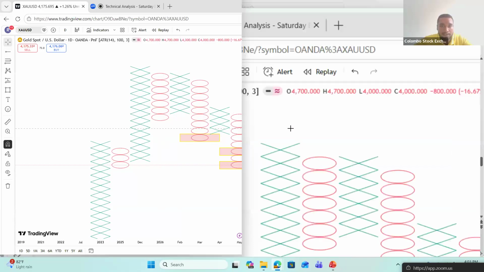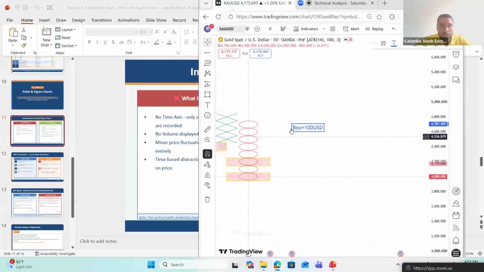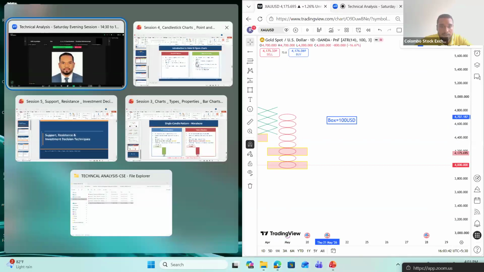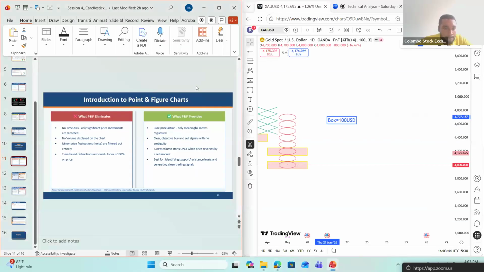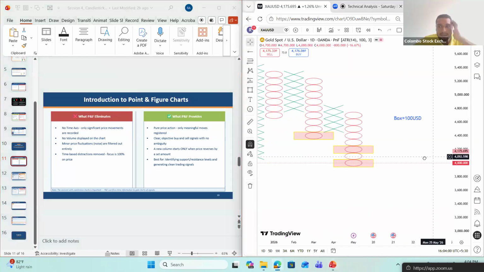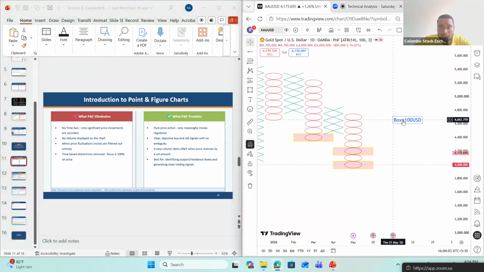I'm not actually very familiar with these point and figure charts because I'm also not using them. So here, as we also discussed earlier, we don't refer to the time frame on point and figure charts, and there's no volume on the charts. The only detail we can look at is the price, the price differences, and the box here is equivalent to 100 USD.